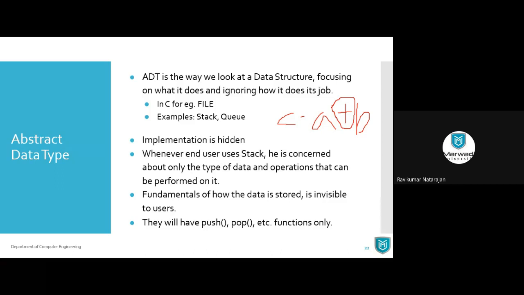Likewise, if you want to perform any multiplication or division, you just use the operator, so that it performs the task for you. We are not going to worry about how it is going to perform. That's what ADT, abstract data type, is about. It means we need to hide something from the user, because the user doesn't want to see all such things.